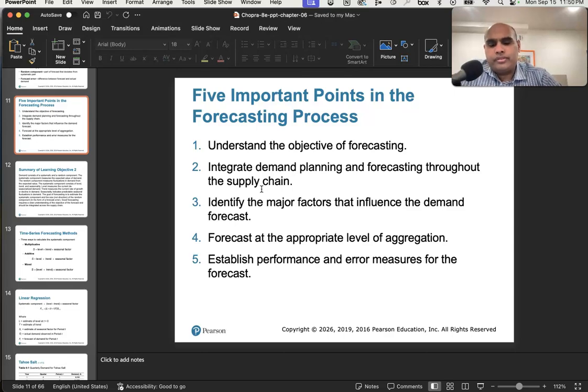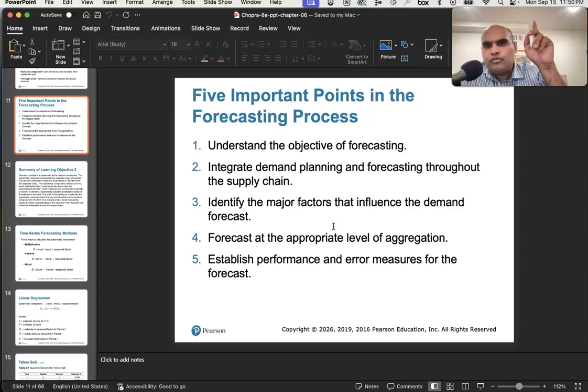Right. It's also important to identify the major factors that influence demand. With time series analysis, we will understand the end product, but what are the factors that affect the end product? That's not something you can capture with time series data, right? One of the things is you forecast at the appropriate level of aggregation. Now, what does this mean? It's important to understand this portion. Let's say that Apple wants to forecast how many iPhones they'll sell next month, for next year, for example.